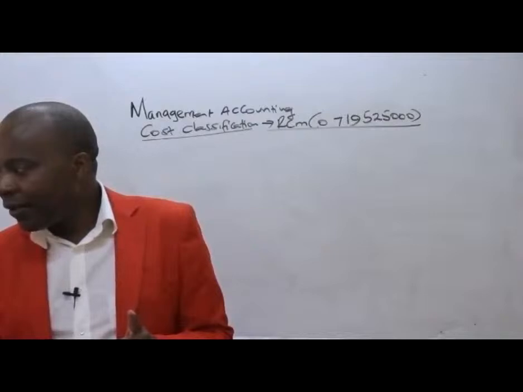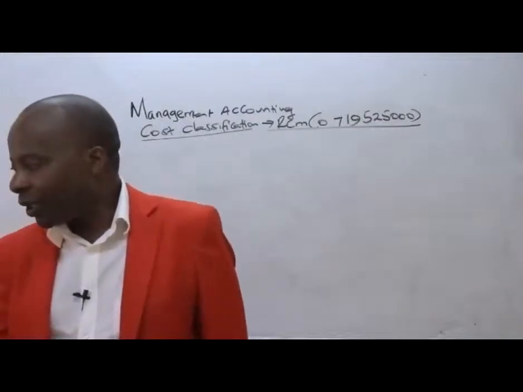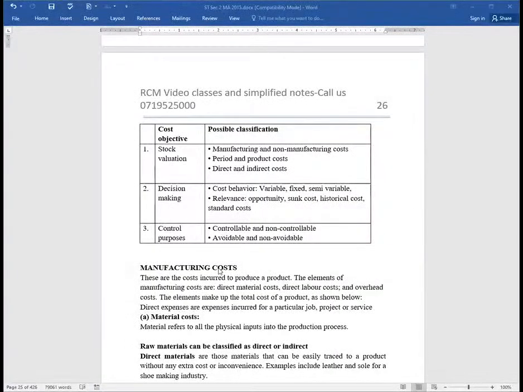Most importantly, you're supposed to understand here that manufacturing costs are costs incurred to produce a product. The elements of manufacturing costs are direct materials, direct labor cost, and the overhead costs which are directly attributable to production. The elements that make up the total cost of a product are shown below, so they have explained them here. Material cost refers to all the physical inputs into a production process.